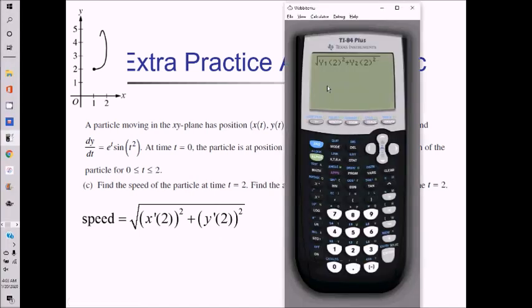Here's what that looks like on the calculator. Here's x prime of 2 that we're squaring, and we're squaring y prime of 2 right here.